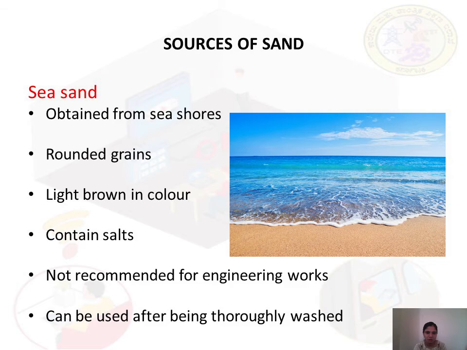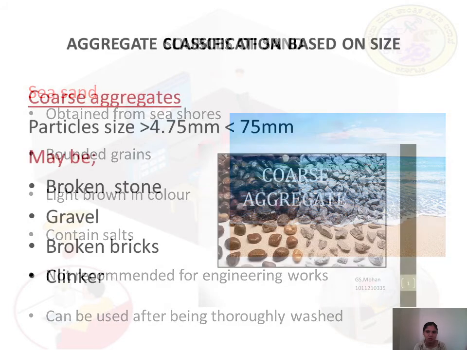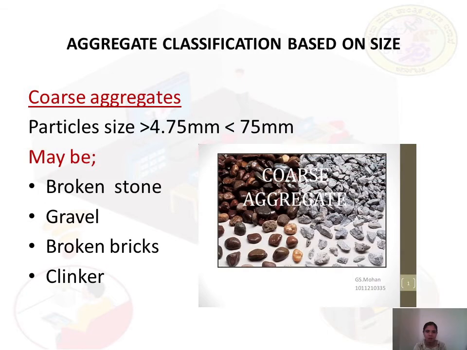Next we'll move on to the coarse aggregates. Okay, coarse aggregates particle size ranges from 4.75 mm to 75 mm. The size of coarse aggregate here is greater than 4.75 mm but lesser than 75 mm. The examples may be broken stones, you can see in the sketch, gravels, broken bricks and clinker. Okay, these can all be used as coarse aggregates.